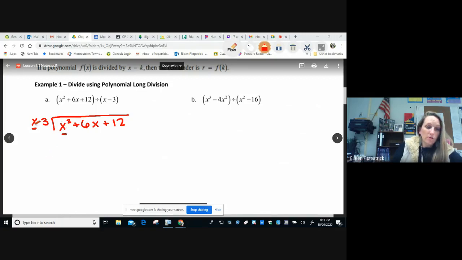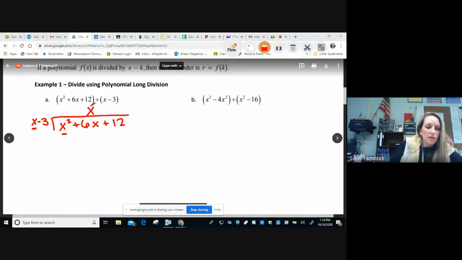Or if you want to think of it in the reverse, you could say x squared divided by x is what? But I like to think of it as, what do I have to multiply x by to get x squared? You have to multiply by an x. So you're going to put that here. And you want to line up whatever the first term of your quotient is with the similar term of the dividend.